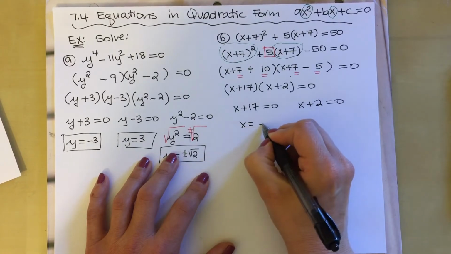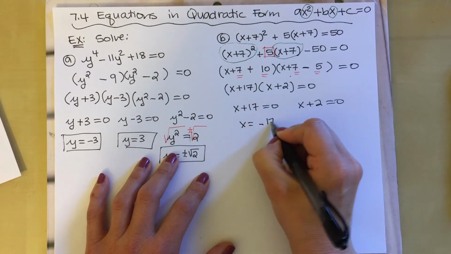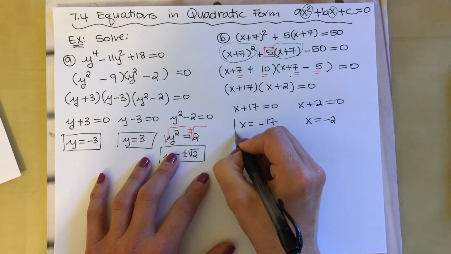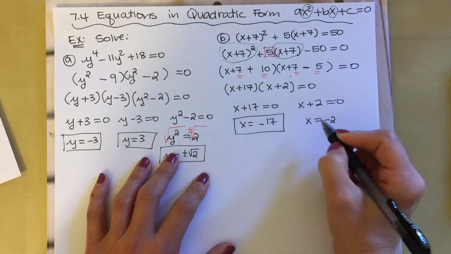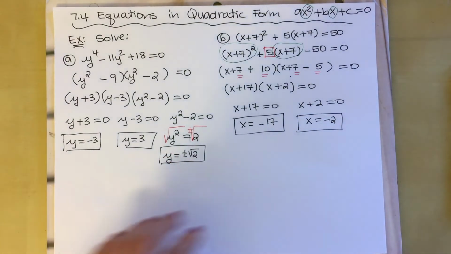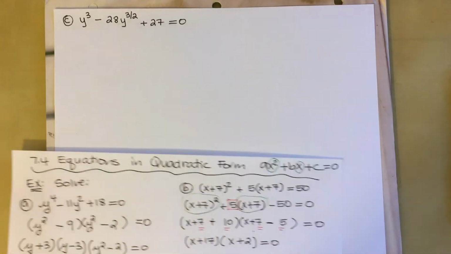x is equal to negative 17. x is equal to negative 2. So in this case, we have two solutions. Let's take a look at the next example.